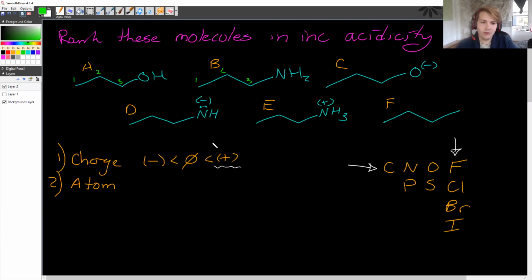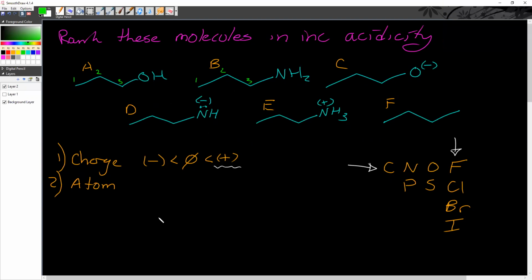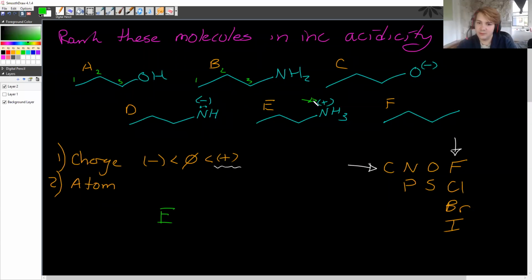So who wants to give me what they think is the most acidic, hands down? E. I would say E, right? E is totally most acidic. Well, how do I know? It has that nice positive charge right there. All the other ones are either neutral or they're negative. And so based on my first rule, positive wins.